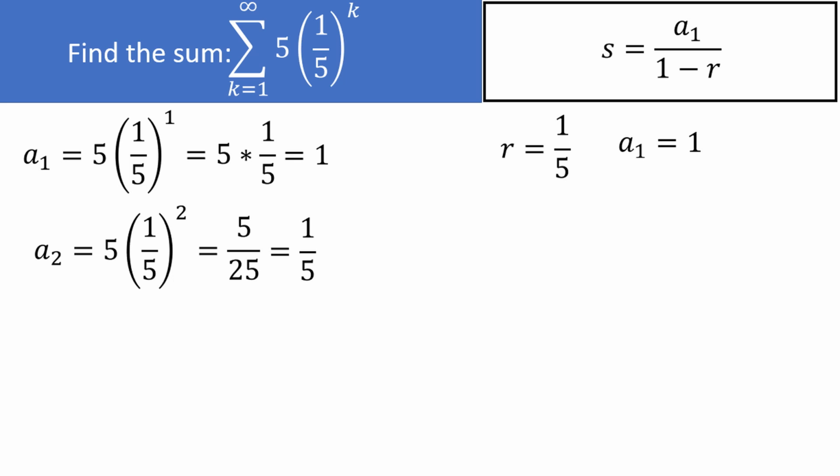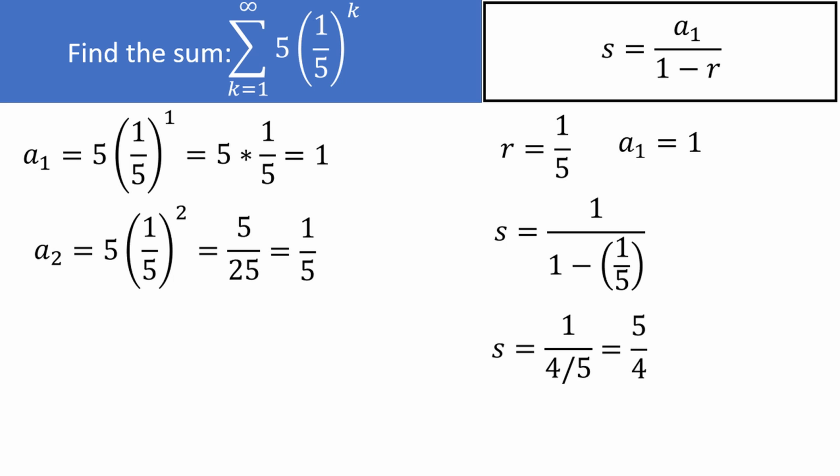Plugging into the formula, we have s is equal to 1 divided by 1 minus 1/5, which is 1 over 4/5, or 5/4. If you add up all the terms in this sum to infinity, you will get 5/4. Alright, my friends, that completes our discussion of geometric sequences and series.